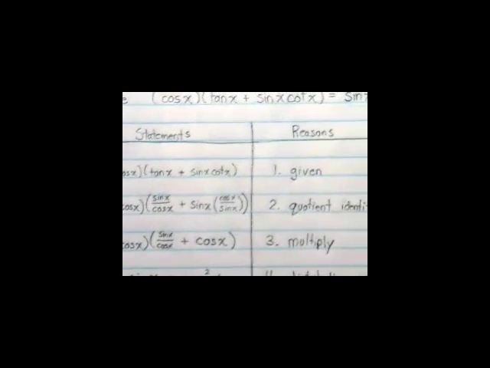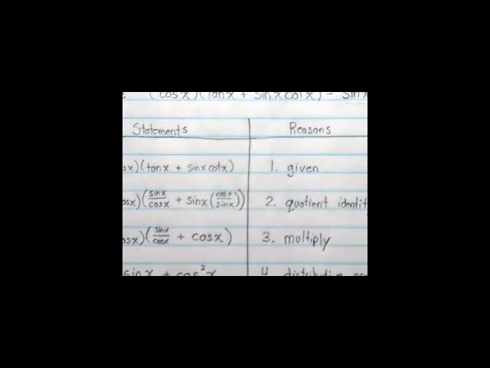Okay, and then we're done, right? We got that original expression, cosine times tangent plus sine cotangent, to simplify down to sine plus cosine squared. And we have a reason for each step along the way. We got it. We're done.